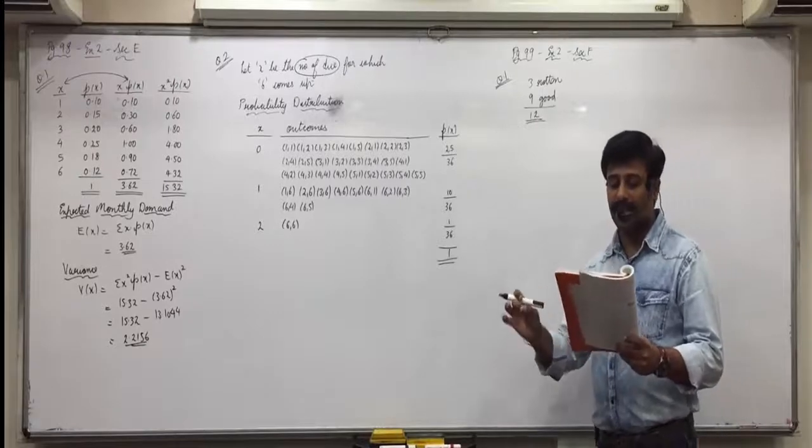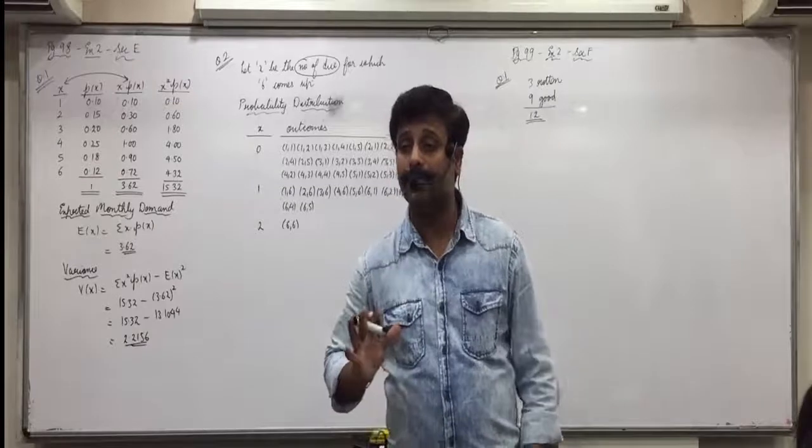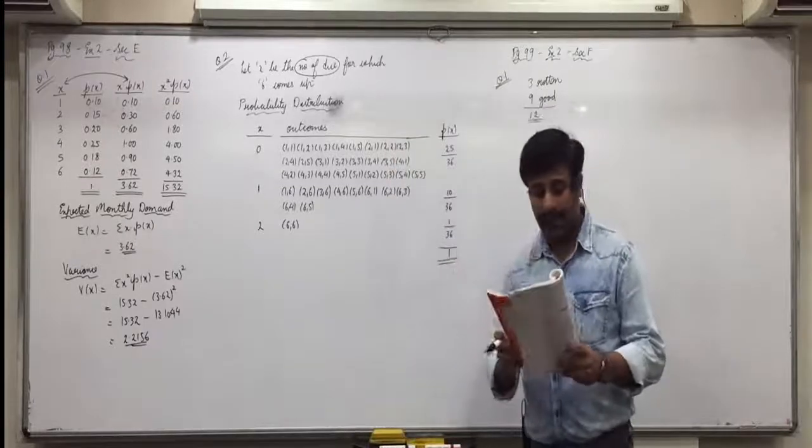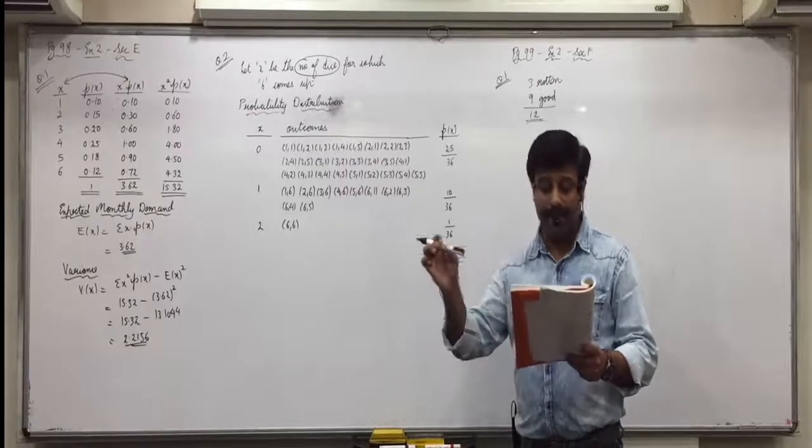Also underline, X denotes the number of rotten mangoes. We don't have to define X. It's already defined in the selected mangoes. Then obtain, what all is asked? And then probability distribution.